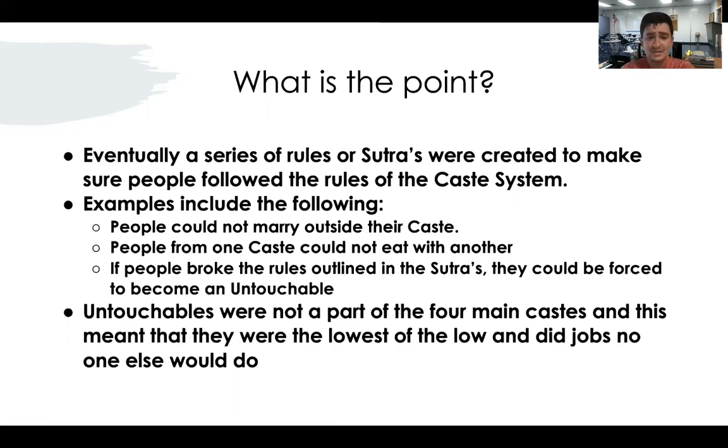You could not eat with another caste person. So Kshatriyas could not eat with Brahmins. You couldn't eat with another caste, another Varna, if you will. So untouchables could not eat with Vaisyas. Vaisyas could not eat with Kshatriyas. Kshatriyas could not eat with so on. If people broke the rules outlined in these sutras, they could be forced to become an untouchable. So you could move down in a Varna, but you could not move up.